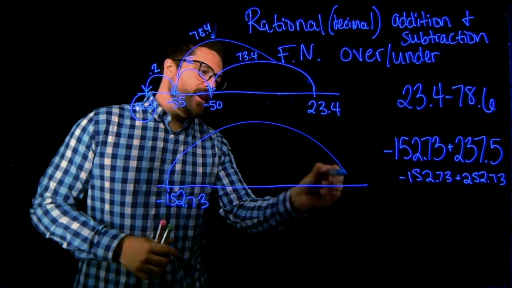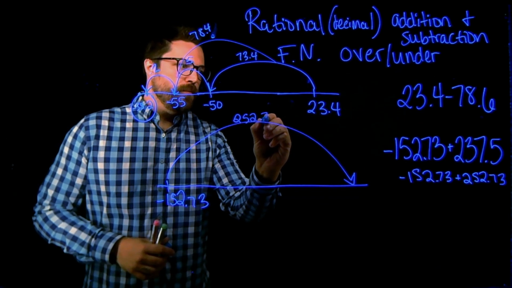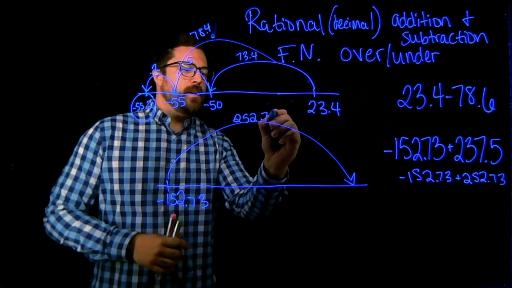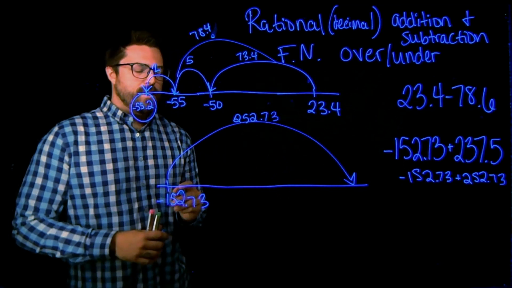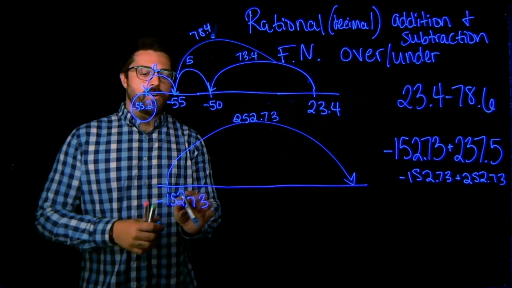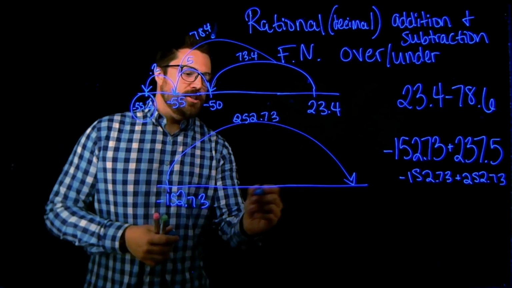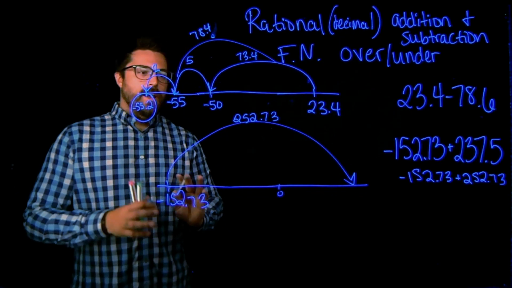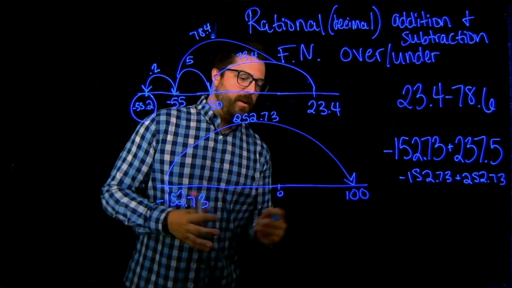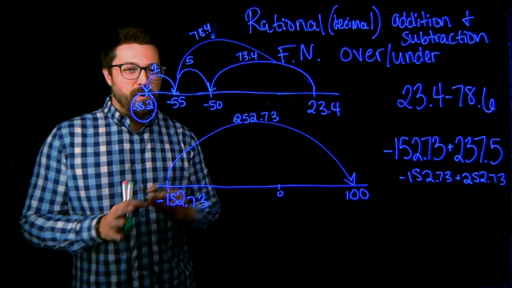So instead, I'm going to add 252, or I'm sorry, 252.73. And again, I'm adding this because I know I can do this and get to something a lot more friendly. That first 152.73 that I add is just going to get me to 0, and then I have 100 left over. So here we are at positive 100 after we've added 252.73. But I added too much.